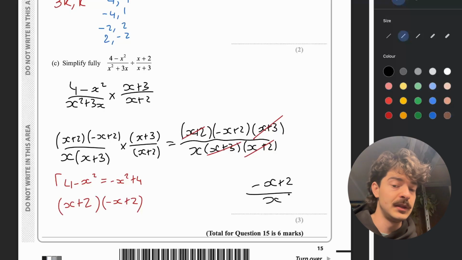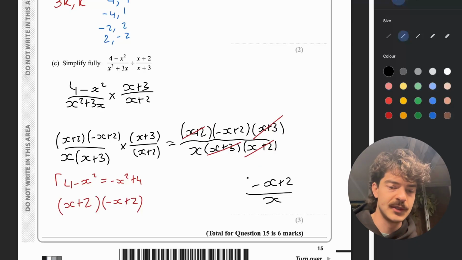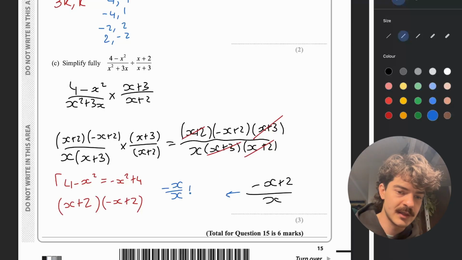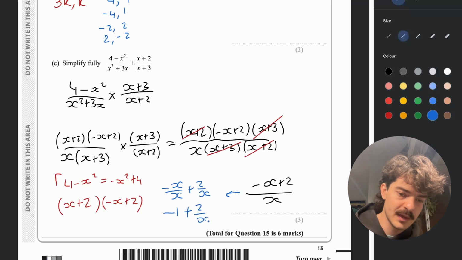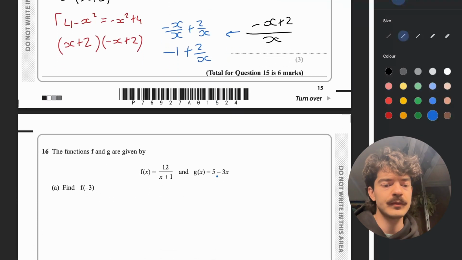Arguably you could take that a slight step further and break it into two fractions. I'm going to do this in blue. This is a valid answer, but you could take this a step further and say that this is minus x over x plus 2 over x, which is the same as minus 1 plus 2 over x. Nice.